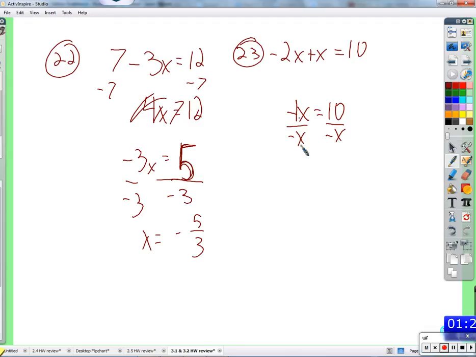Let's see. Negative 1x divided by negative 1x is 1. Equals 10 over negative x. No, it's just the negative 1. You don't do the x. I'm sorry, I did exactly what you said. I know, I didn't mean the x. Divide by negative? Yeah, just by the negative 1. By negative 1? Yeah. See, that's how it goes. There you go. Great catch, man.